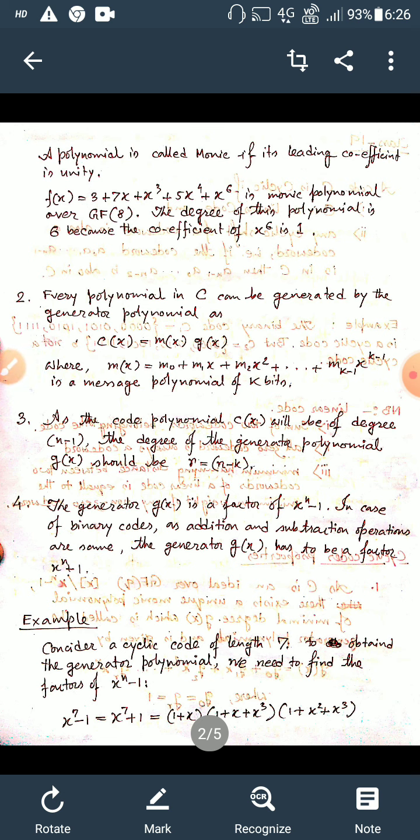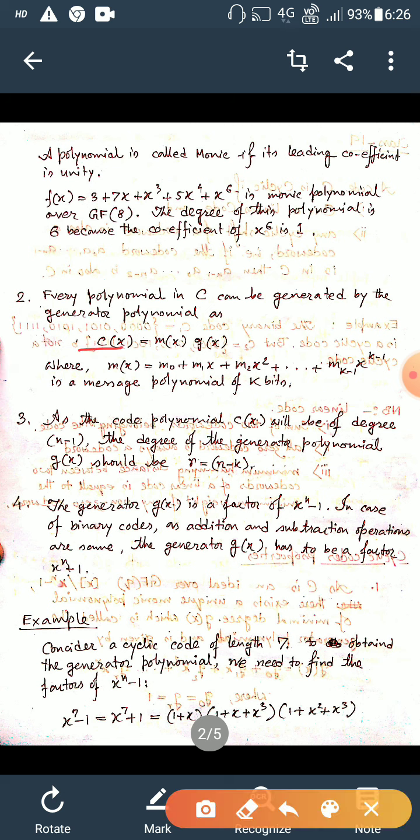Now the second property is that every polynomial in C, the cyclic code, can be generated by the generator polynomial. I already told you that if you want to know C, it is just the messages multiplied with the generator polynomial, because we know that in matrix form C is equal to the messages, sometimes defined as d, into the generator vector.